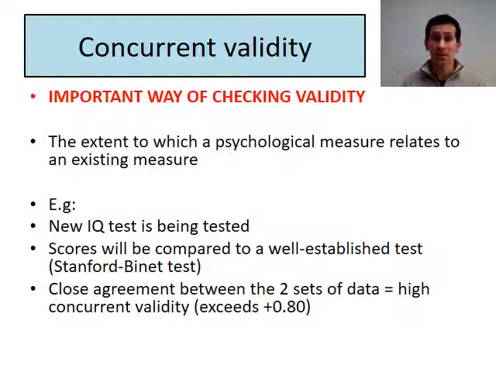And then, if there's a close agreement in the scores, so if there's a high correlation coefficient of plus 0.8, then it shows you that it has high levels of concurrent validity. So if the scores are similar, high concurrent validity. If the scores are completely different, then it has low levels of concurrent validity.